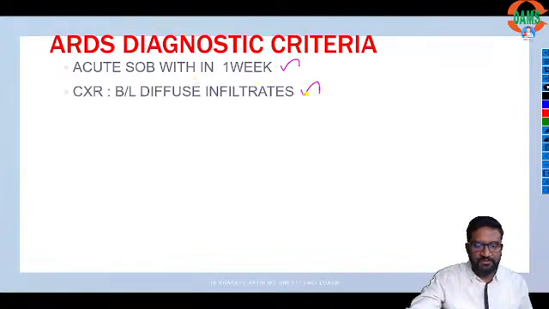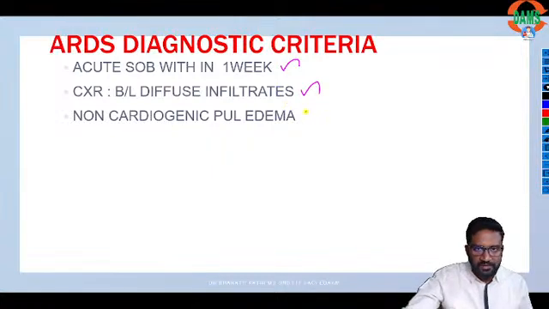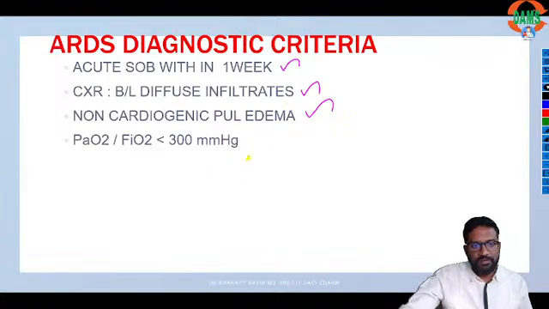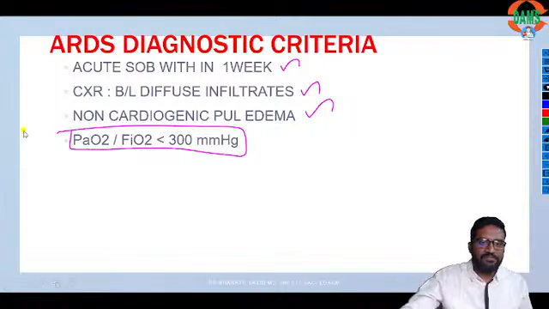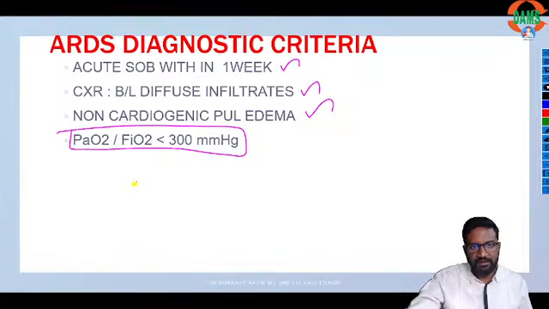Chest X-ray will show bilateral diffuse infiltrates. It is a non-cardiogenic pulmonary edema. PaO2 by FiO2 generally tends to be less than 300 mmHg, and it is a non-cardiogenic pulmonary edema.